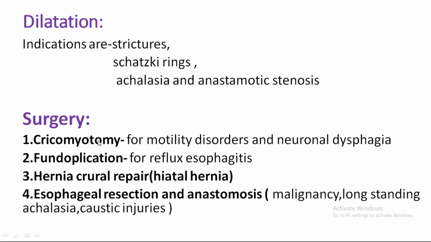Surgeries include cricopharyngeal myotomy, fundoplication, hiatal hernia repair, esophageal resection, and anastomosis. Myotomy can be done for motility disorders and neurogenic dysphagia. Fundoplication can be done for reflux esophagitis. Hernia repair is for hiatal hernia. Esophageal resection and anastomosis are for malignancy, long-standing achalasia, and caustic injuries.